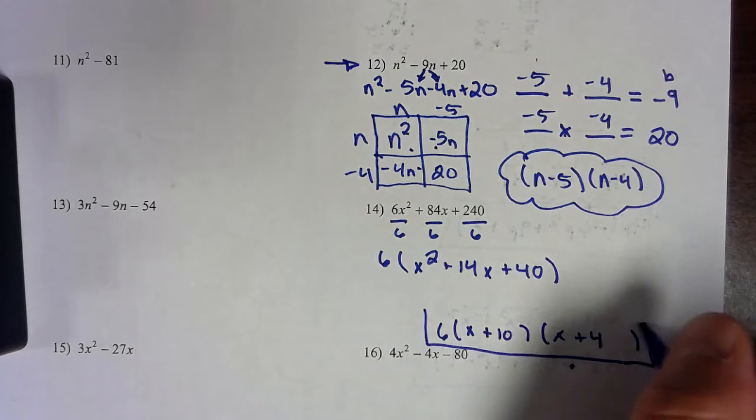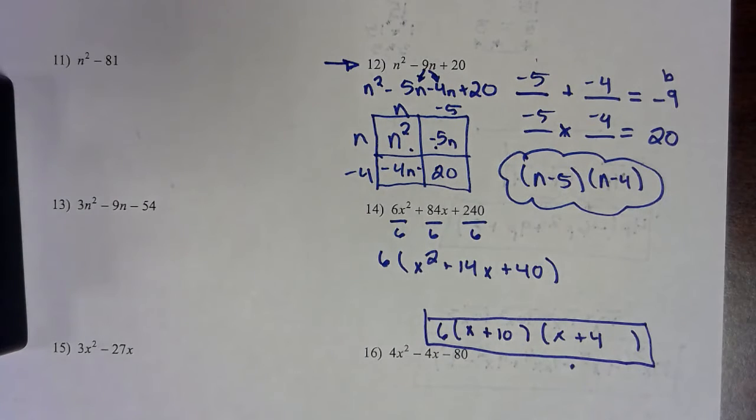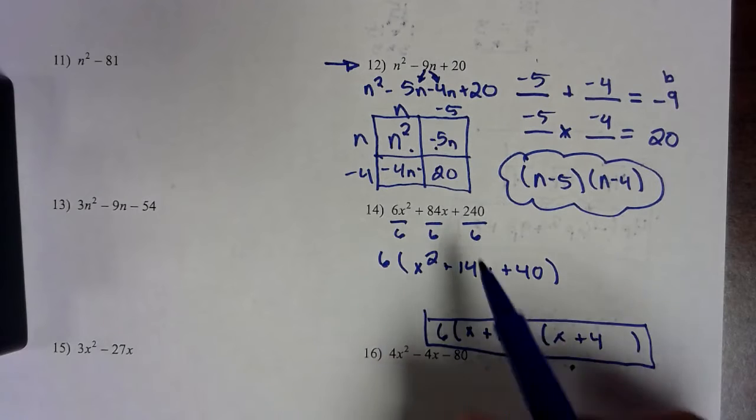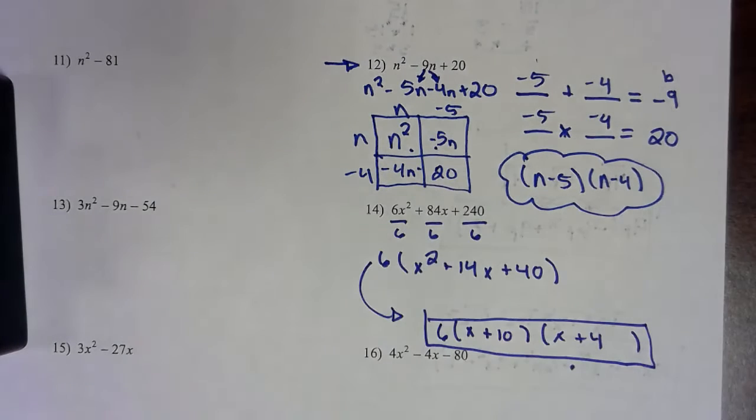So this would be your complete factored equation here. I know I skipped the area model. You should not. You should draw it out. But that's an example of where a GCF can make our lives a heck of a lot easier.